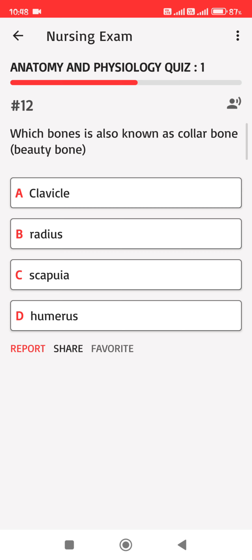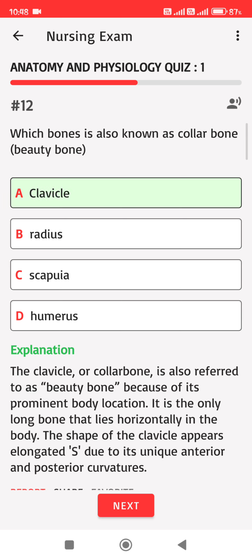Which bone is also known as collar bone, beauty bone? A. Clavicle, B. Radius, C. Scapula, D. Humerus. Correct answer: A. The clavicle, or collarbone, is also referred to as beauty bone because of its prominent body location. It is the only long bone that lies horizontally in the body. The shape of the clavicle appears elongated, S, due to its unique anterior and posterior curvatures.